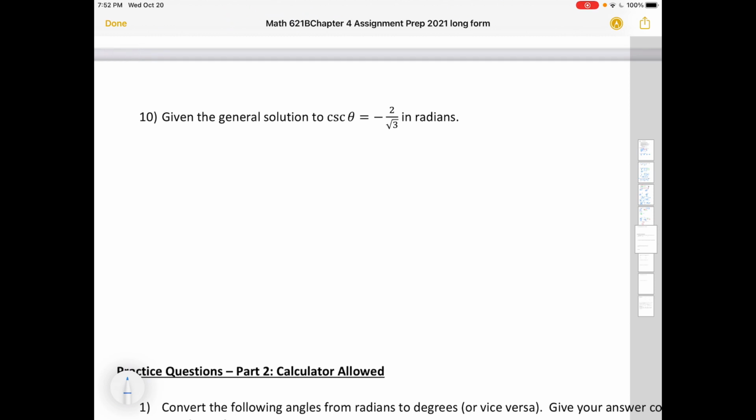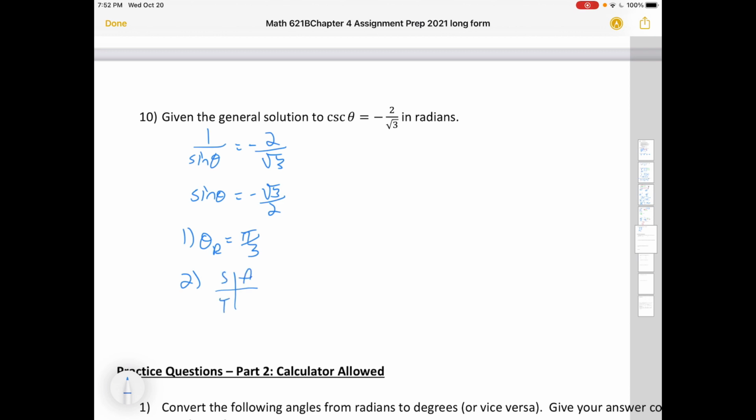And lastly, give the general solution to cosecant equals negative 2 over root 3. So we're not going to be fooled by you, cosecant. You are 1 over sine. There's negative 2 over root 3. Okay, flip them upside down. Gives us negative root 3 over 2. Go through our steps. Reference angle is going to be 60 degrees or pi over 3. It does ask for radians here.